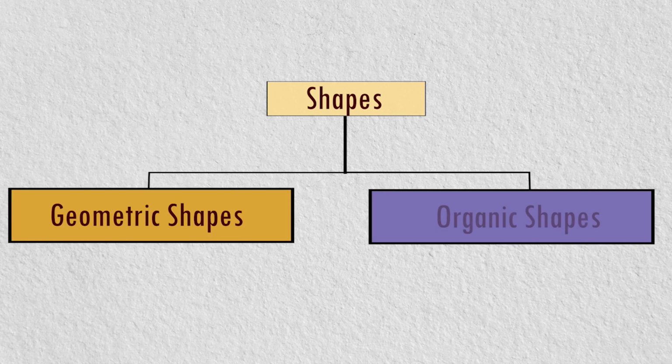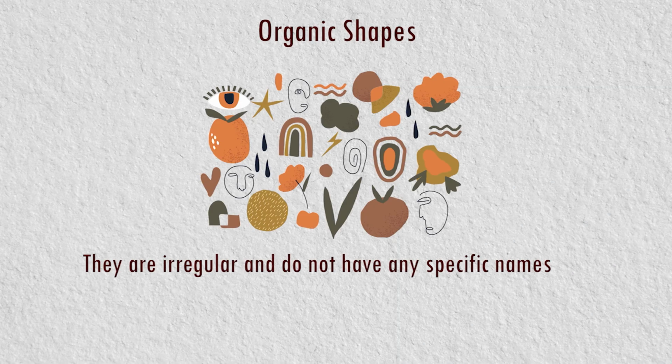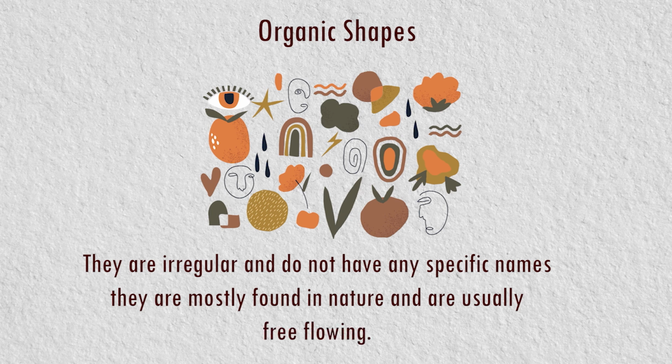Shapes can be classified into two primary types, that is geometric shapes and organic shapes. Geometric shapes have precise area. They have regular names like a square, a triangle or a circle. They are mostly man-made. The other type is organic shapes. They are irregular and do not have any specific names. They are mostly found in nature and are free-flowing.